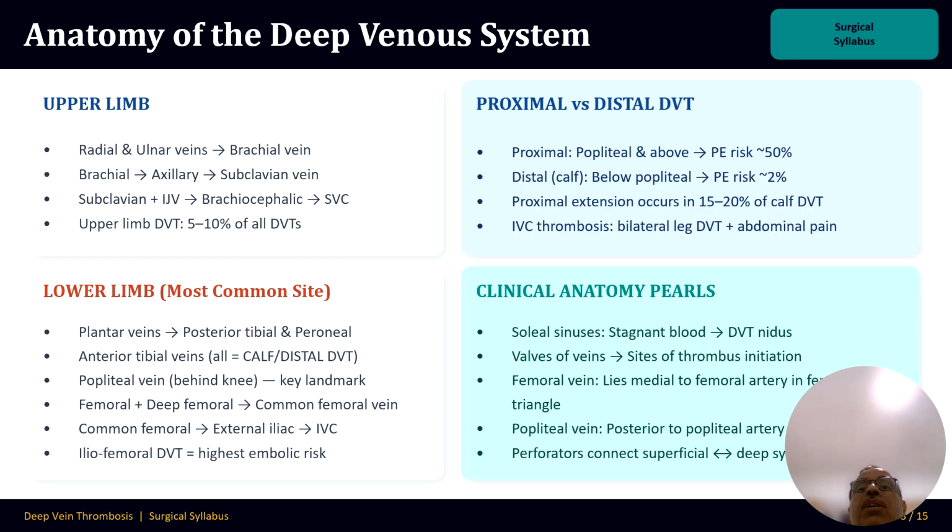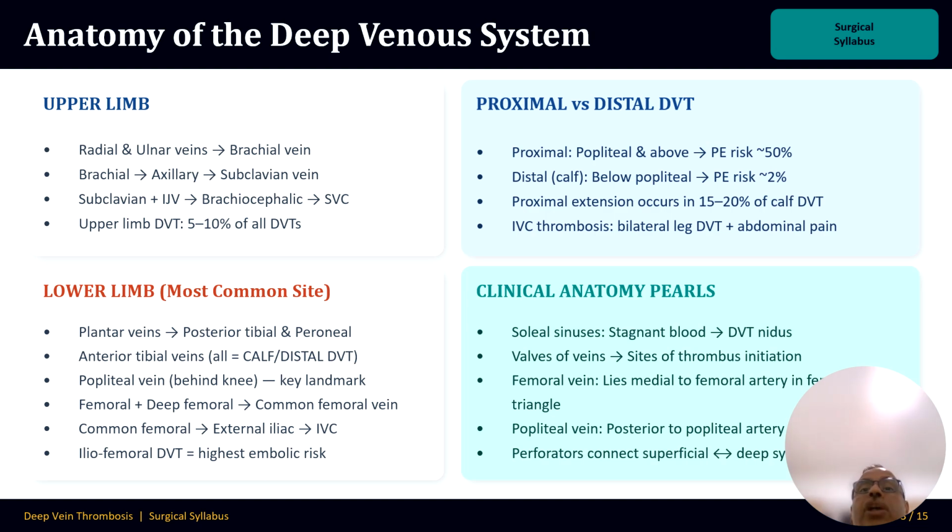Proximal extension occurs in 15 to 20% of calf DVT, which should also be kept in mind. So if you see a patient with calf DVT, there is a 15 to 20% chance that it may extend proximally to involve the proximal veins. Inferior vena cava thrombosis would lead to bilateral deep vein thrombosis, also associated with abdominal pain.